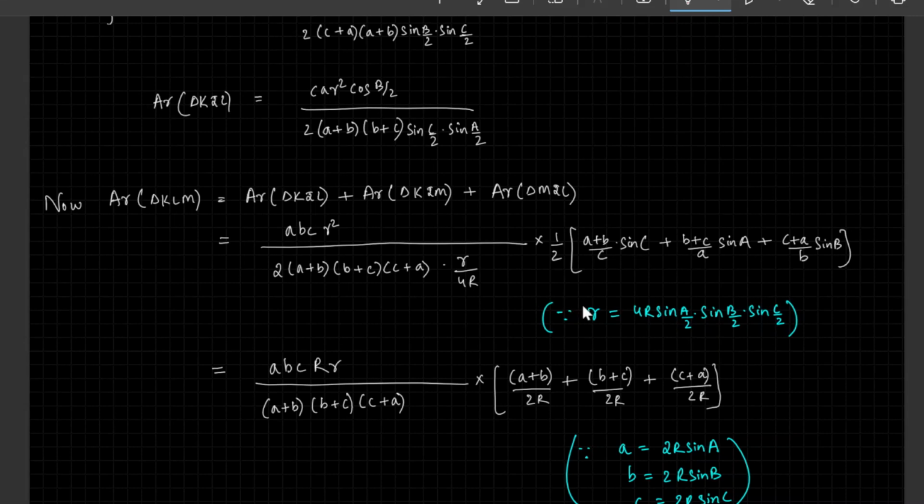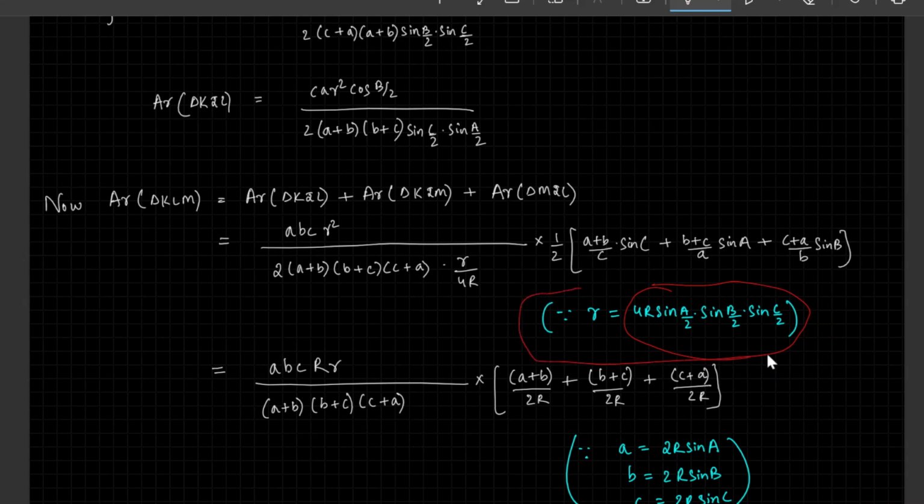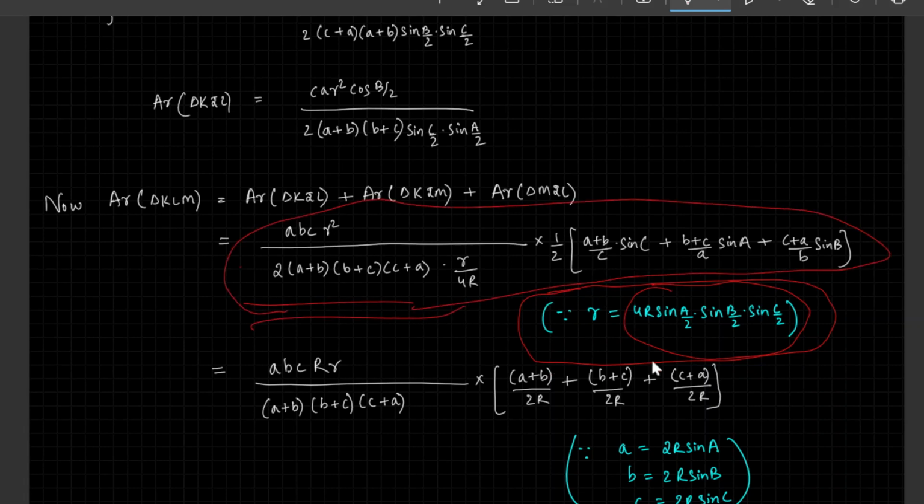And now let us substitute R is equal to 4R sin A by 2 sin B by 2 sin C by 2. Fine, we shall use this. So when we do that, this 4R and this 4R get cancelled, and we are left with sin A by 2 and sin B by 2 and sin C by 2. So after the substitution of this, I have used this total formula after taking the LCM, and finally got this expression. So this expression has been derived after the usage of this formula.